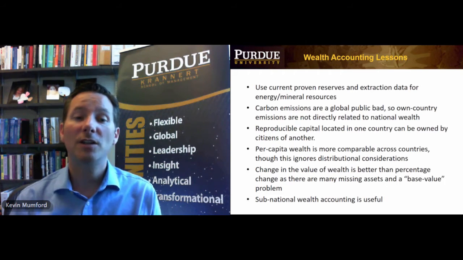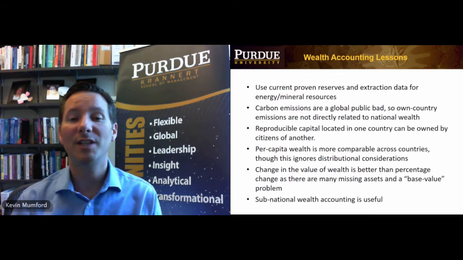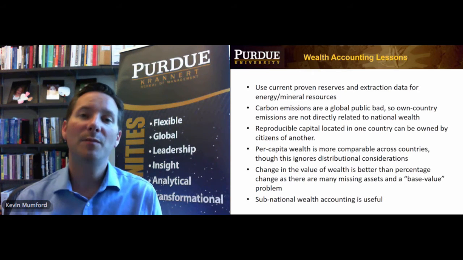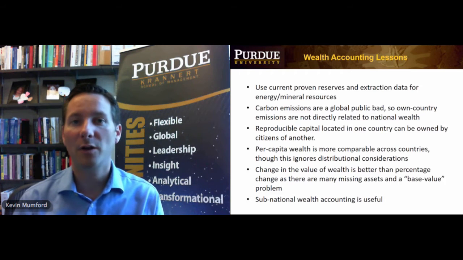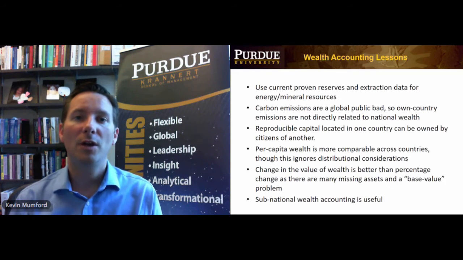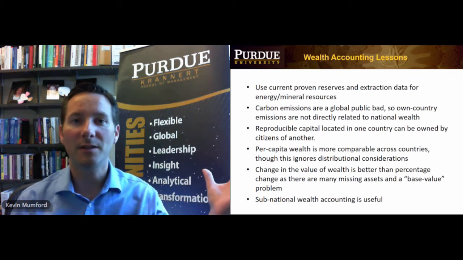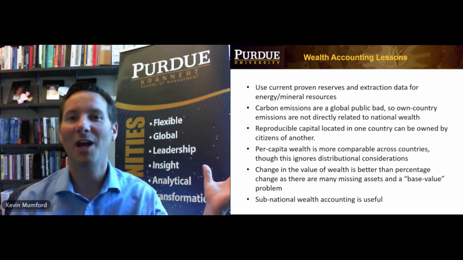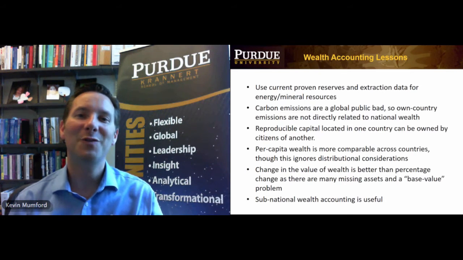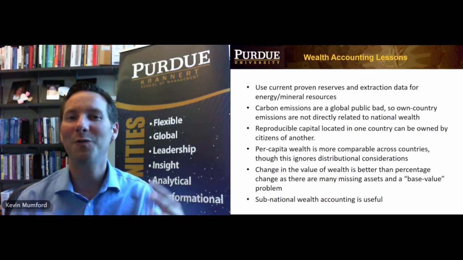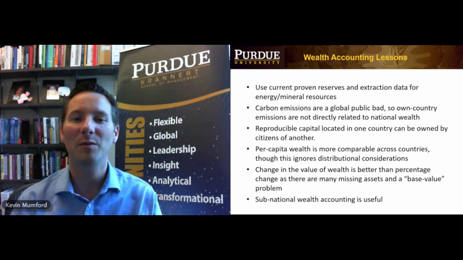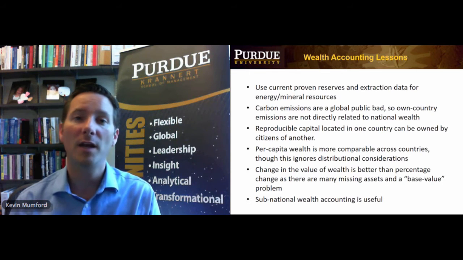I think that the change in the value of wealth is much better than a percentage change, because there's a lot of missing assets and you end up with a base value problem. You could say, well, part of my wealth is the value of the sun being there. Without the sun, we wouldn't have light and so on. Well, you throw that in, and the sun's so valuable, it just creates this base value problem. So I like putting everything in terms of the actual dollar changes and ignoring the base.